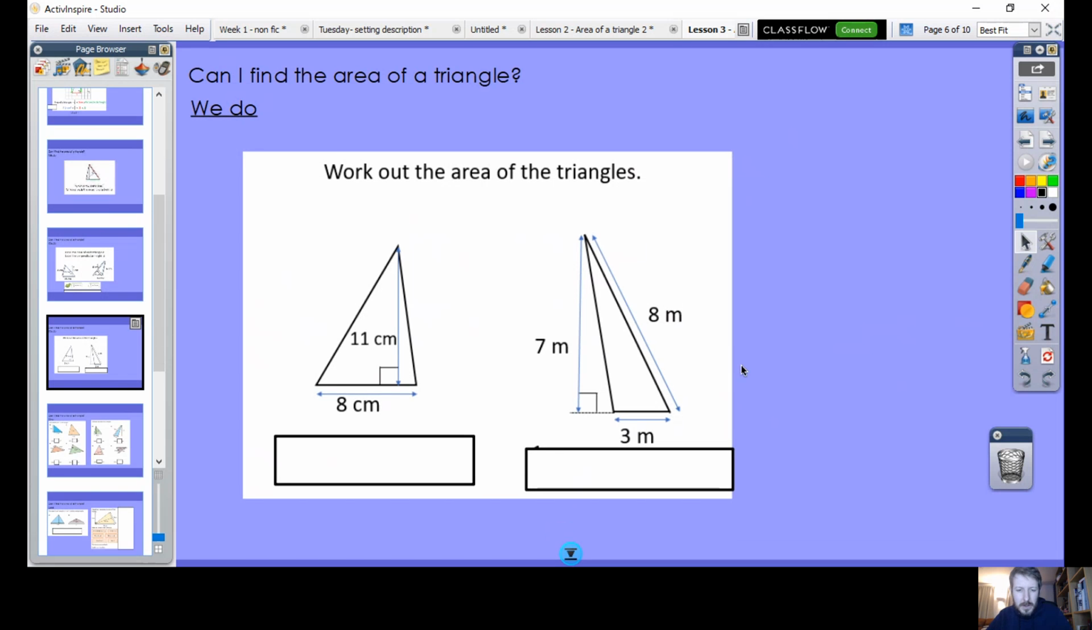So have a little go. Could you work out the areas of these triangles? So pause the video again and work out the areas of these ones. Okay, let's have a look.